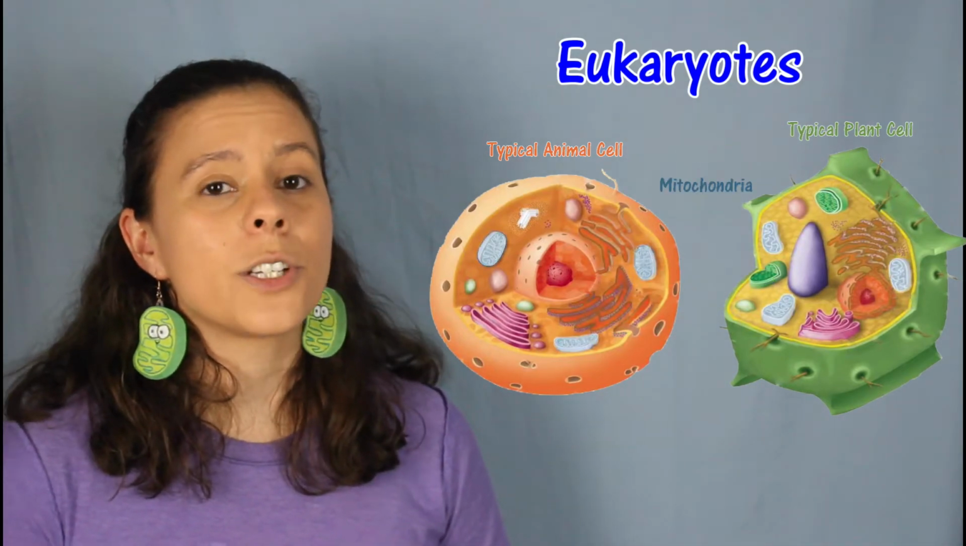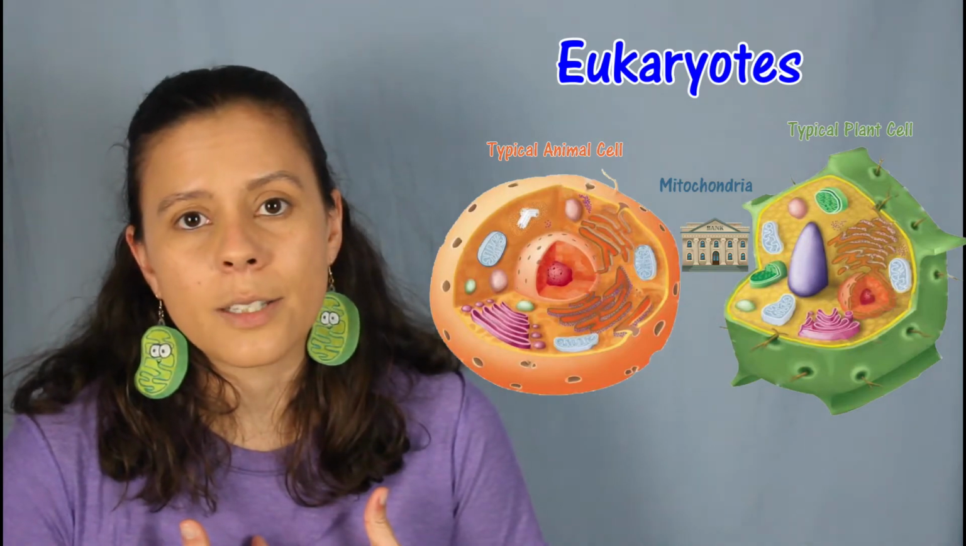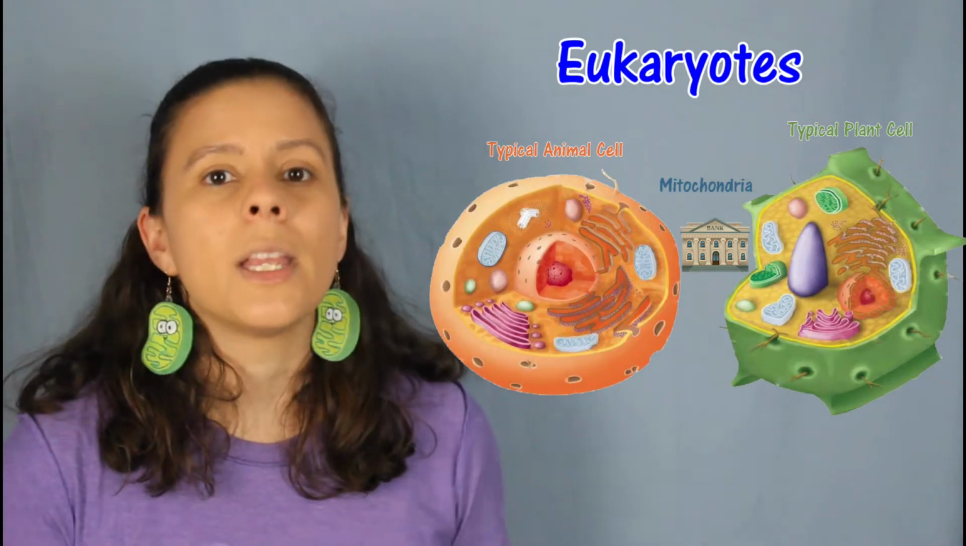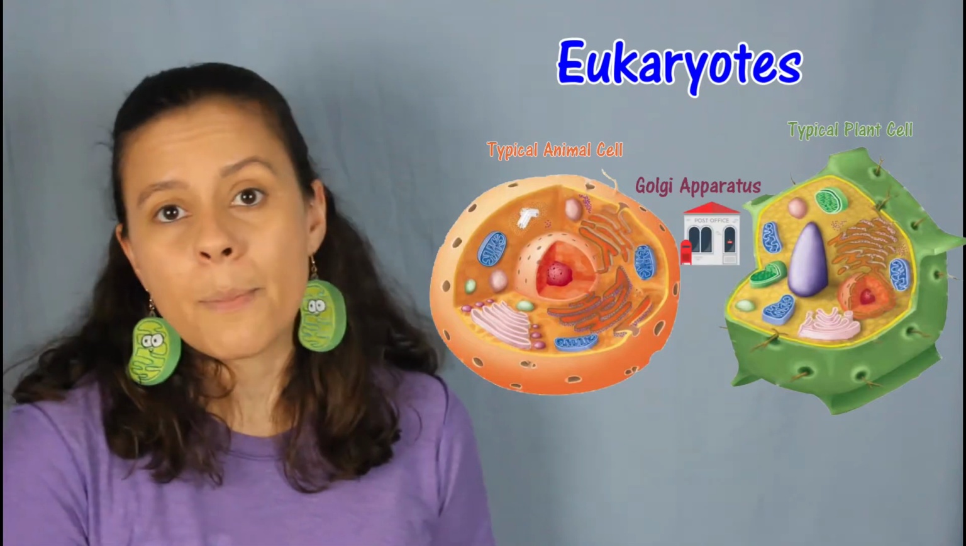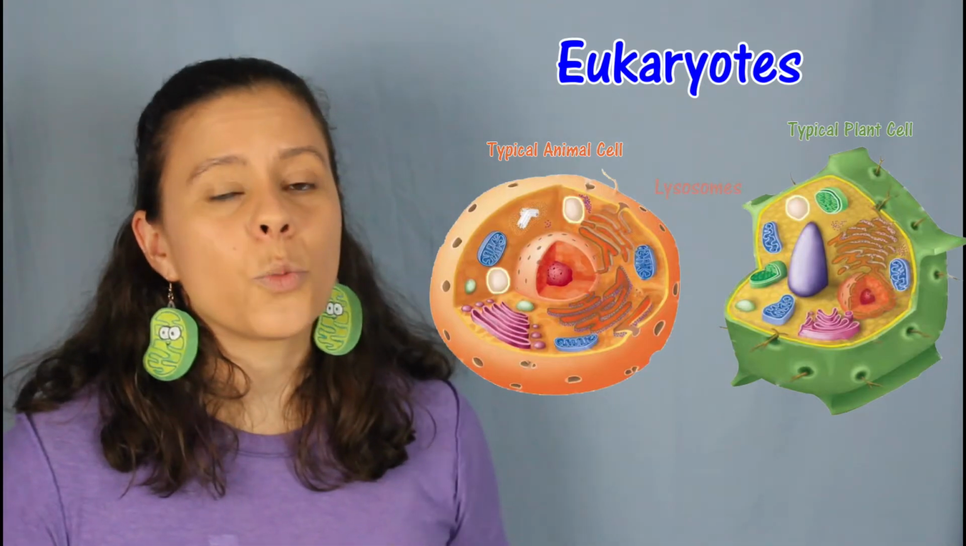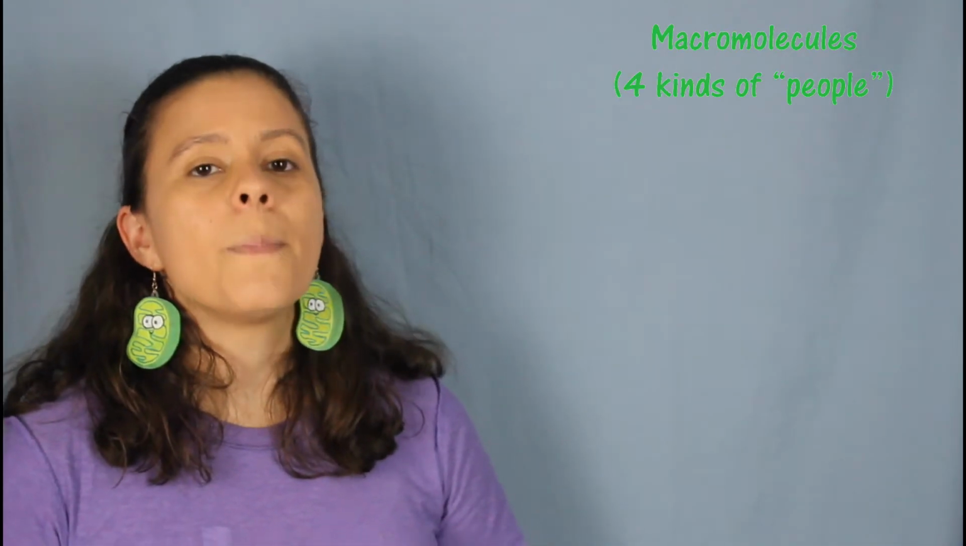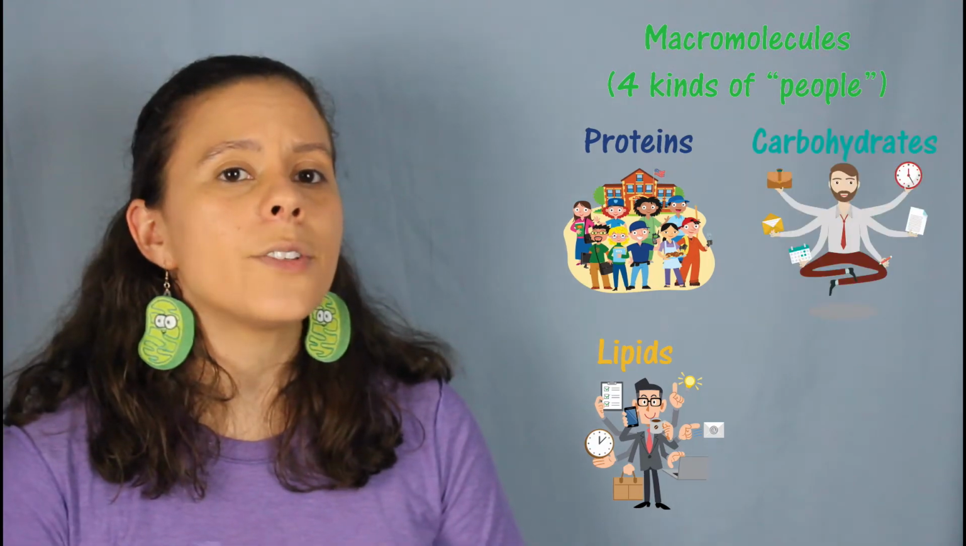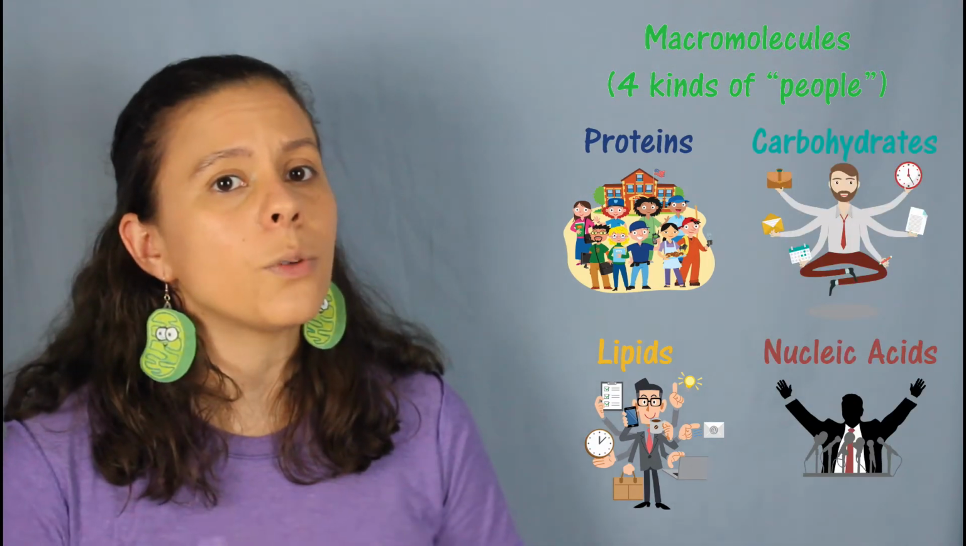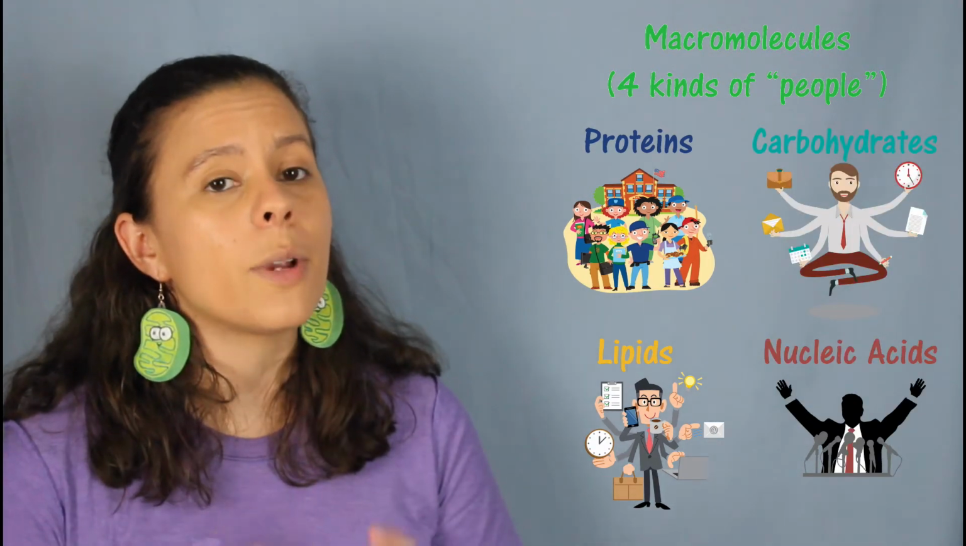The mitochondria, which is the bank, I refer to it as the bank, some people refer to it as a power plant, the Golgi apparatus, which is a post office, and lysosomes, which are like a recycling plant. In my analogy, there are four kinds of people, which are referred to as macromolecules. They are proteins, lipids, carbohydrates, and nucleic acids. They all play a different role in the cell, and they are all very important.